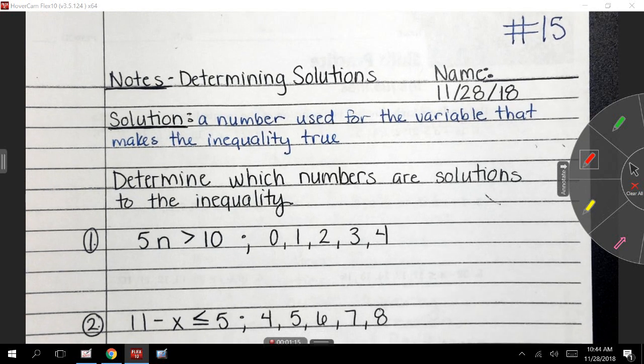Hey, I spelled equality right the first time. Good, because that's a word we need to spell on Friday, right?